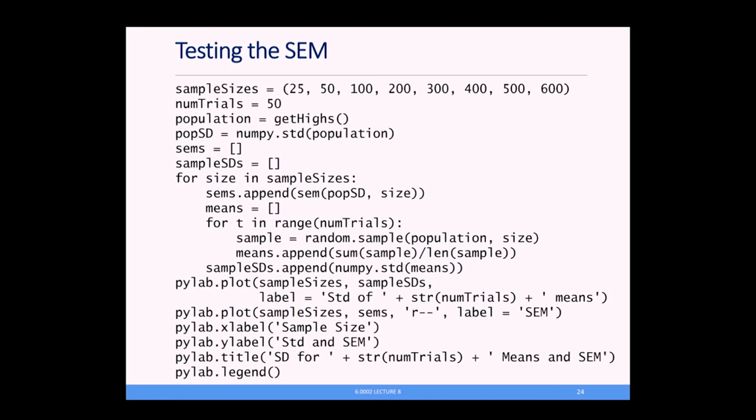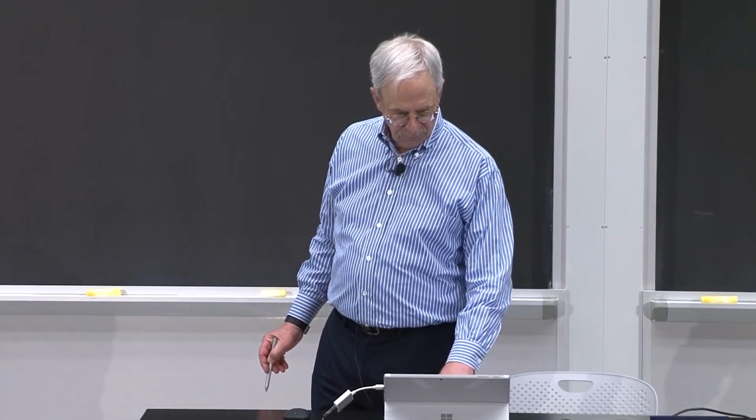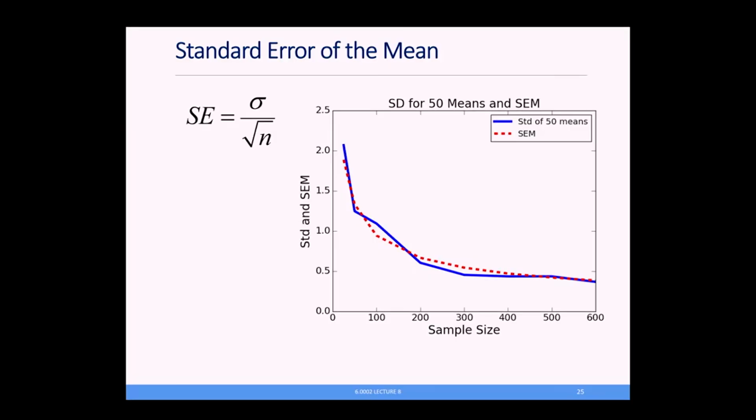So for size and sample size, I'm going to append the standard error of the mean. And remember, that uses the population standard deviation and the size of the sample. So I'll compute all the SEMs. And then I'm going to compute all the actual standard deviations as well. And then we'll produce a bunch of plots, or a plot, actually. All right? So let's see what that plot looks like. Pretty striking.